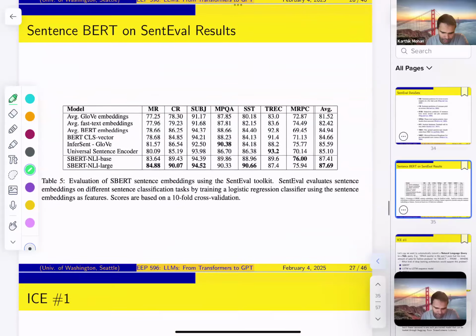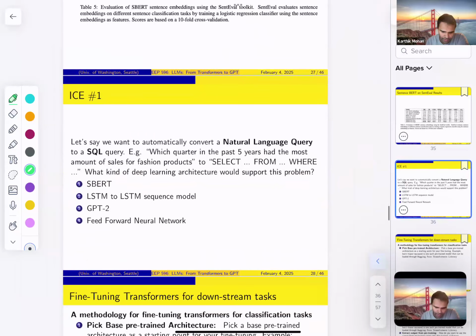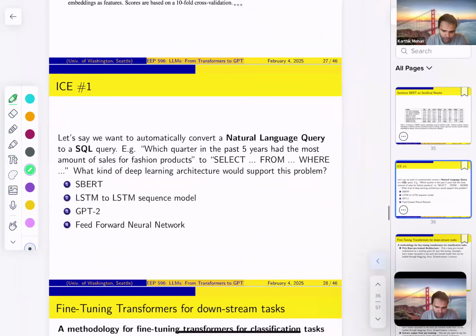Okay, so let's see if we have time. Yeah, let's take a look at this one. One more in-class exercise. Just take a minute to read through this and see what comes up for you. And you can just put your response in chat.